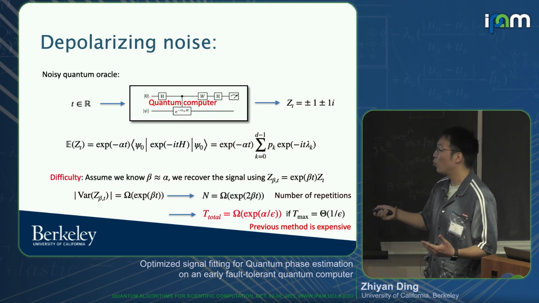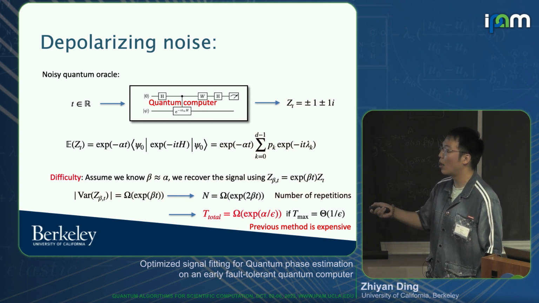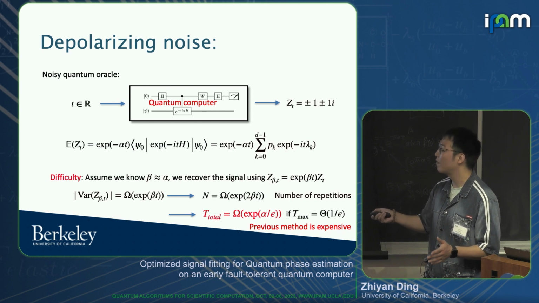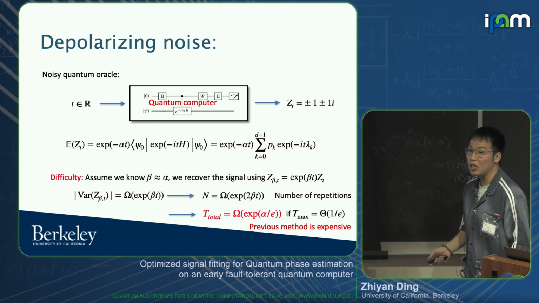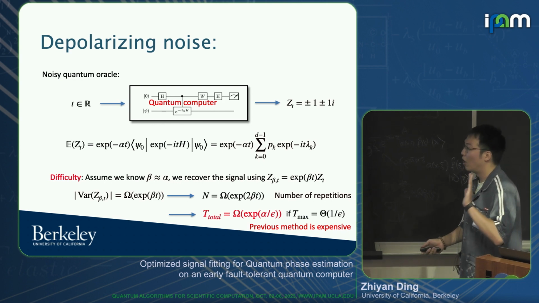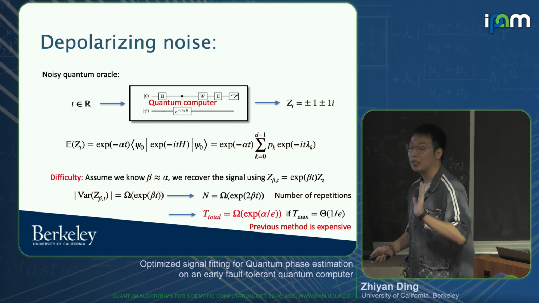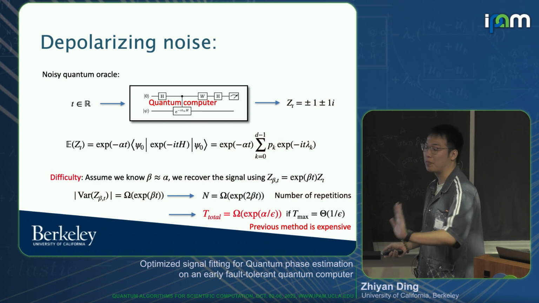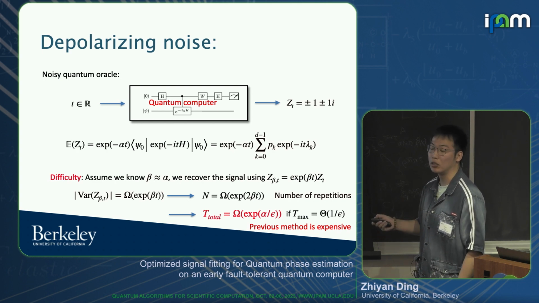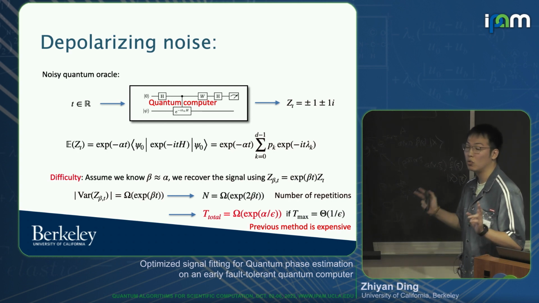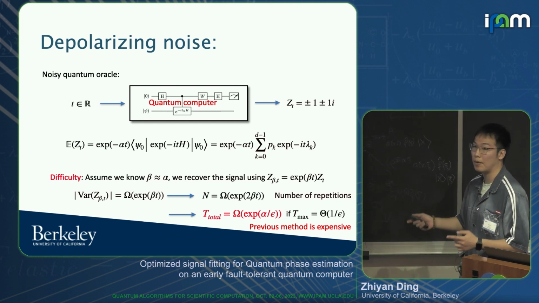Then we can see that the total running time will be exponential in alpha over epsilon. This essentially means that almost all the previous Heisenberg limited scaling methods are very expensive when we deal with this depolarizing noise. And we do want to develop some new method to overcome it.